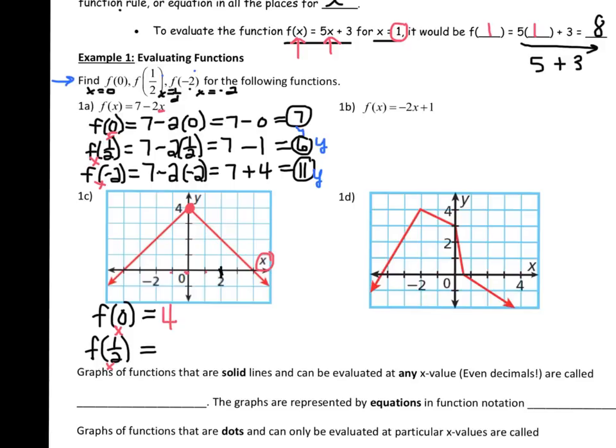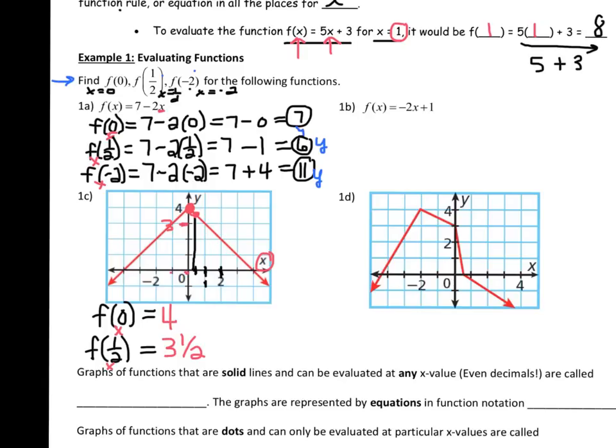If that dash is 2, then this dash is 1, which means a half is going to be right in the middle. So where is the graph? Well, if we just go straight up to where we meet the graph, we can see how high up that is, and it looks like it's in between 3 and 4. So we will put 3.5 for the answer.